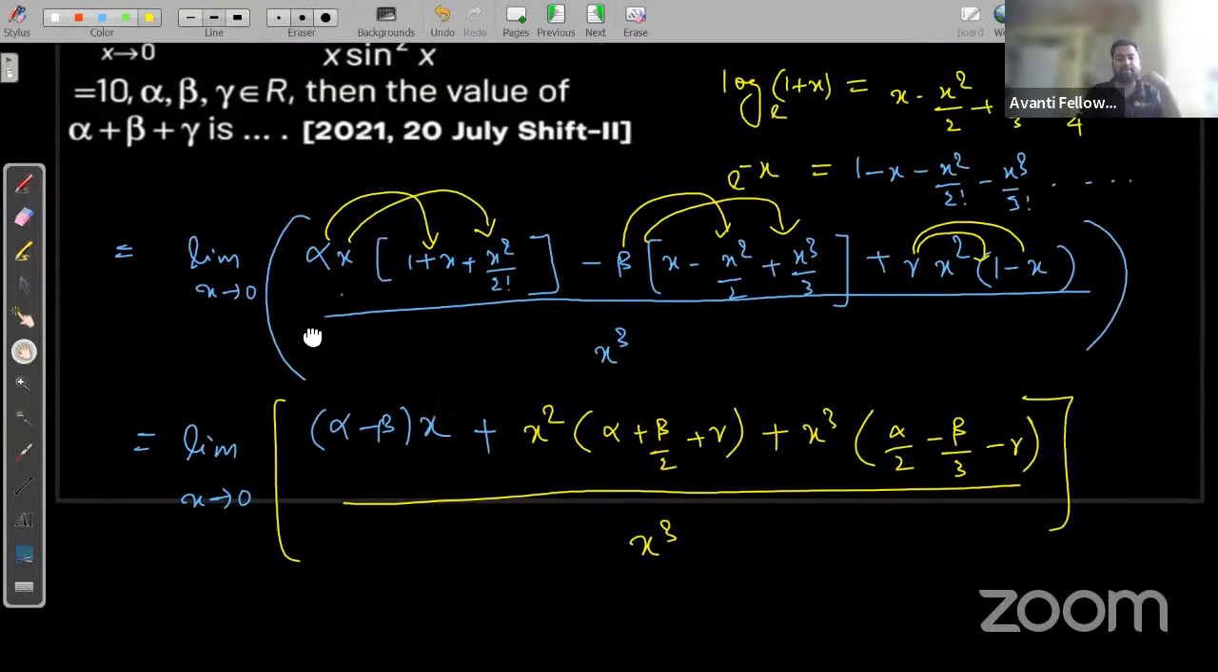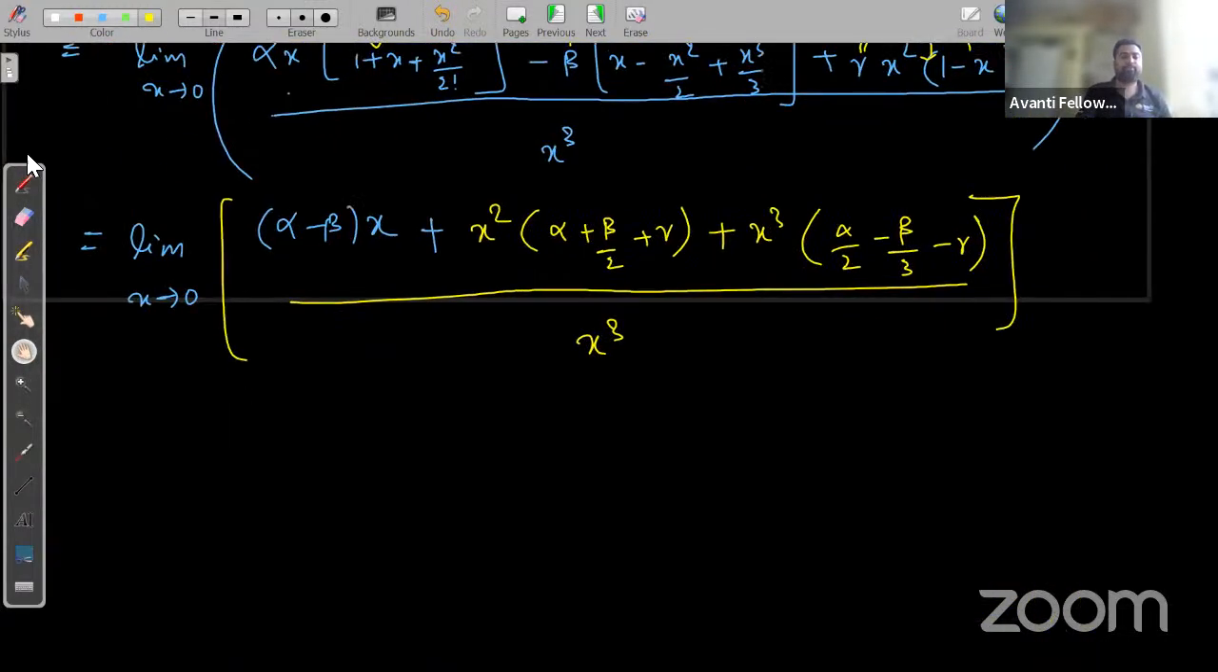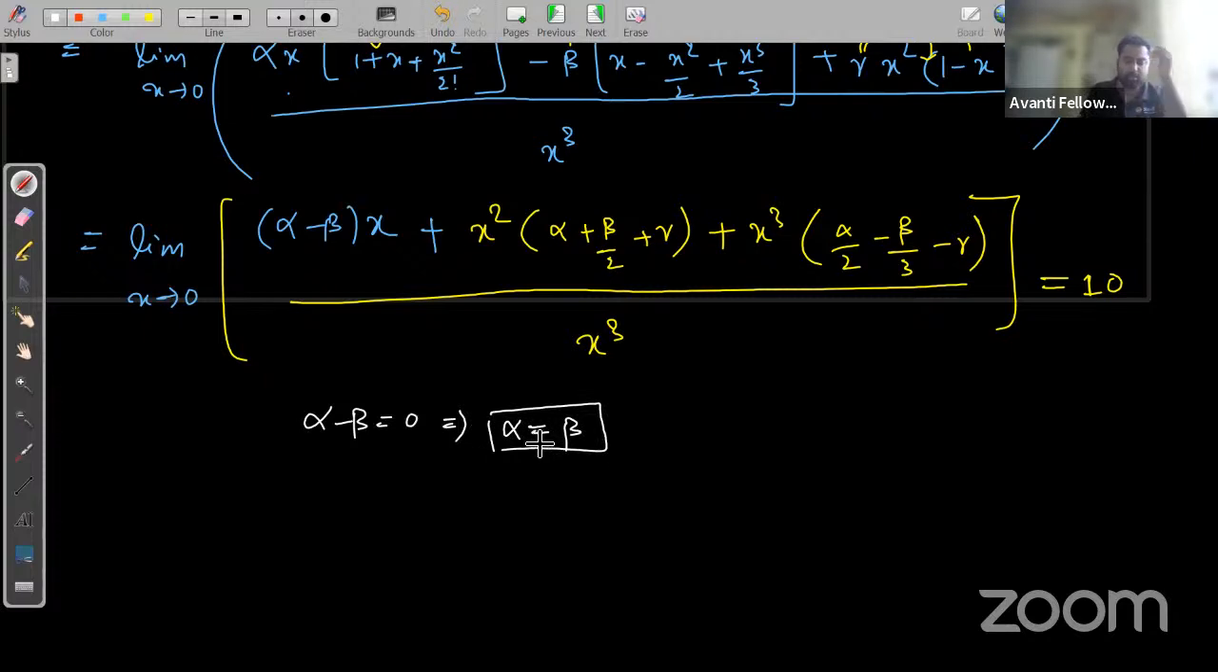Now it is given in the question that this is equal to 10, right? So to make this limit 10, what should we do? Remember, suppose I'm taking alpha minus beta equal to 0. So this gives you alpha is equal to beta, right? Alpha is equal to beta.